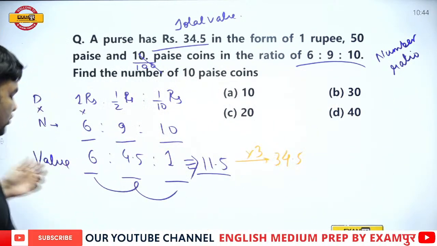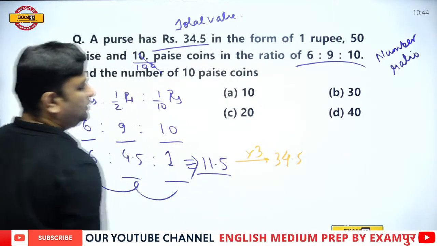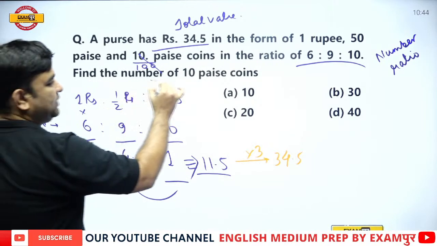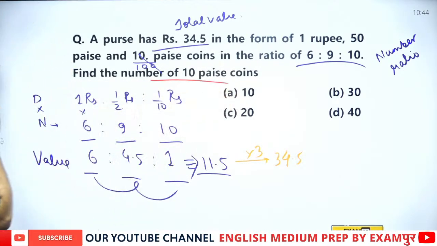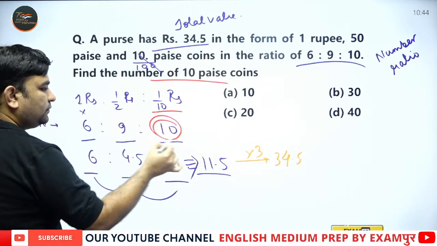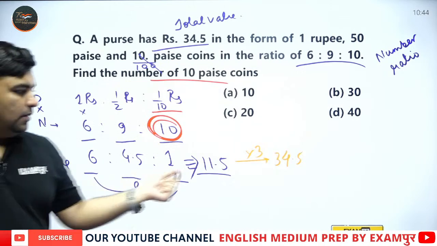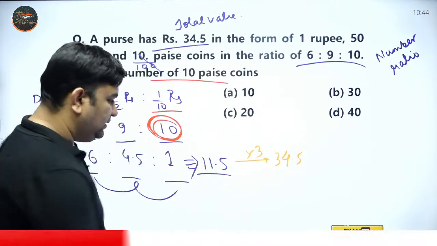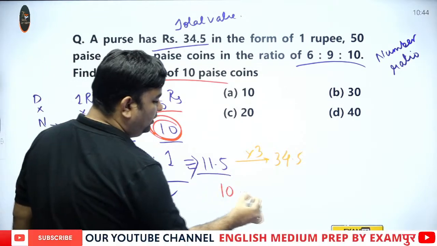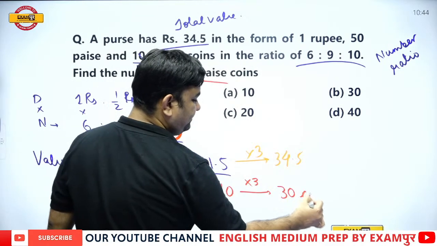So now what do you want to find out? You want to find out the number of 10 paise coins. Number of 10 paise coins are 10. Multiplication factor is 3. So value of 10 would be equal to 10 into 3, 30 coins.